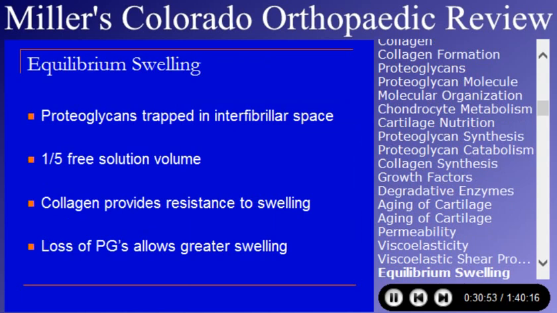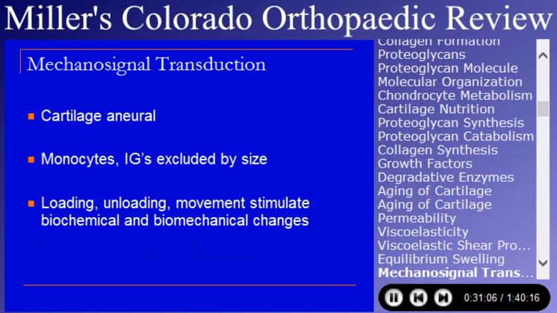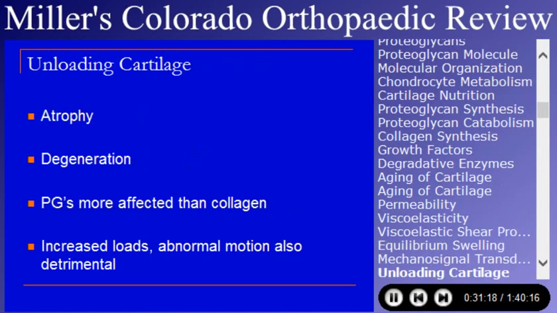Swelling occurs with loss of proteoglycans, so that again, osteoarthritic cartilage is swollen with a higher water content. Cartilage is aneural, does not have a nerve supply. Monocytes and immunoglobulins are too big to penetrate it. It responds to loading, unloading, and to biochemical and biomechanical changes.